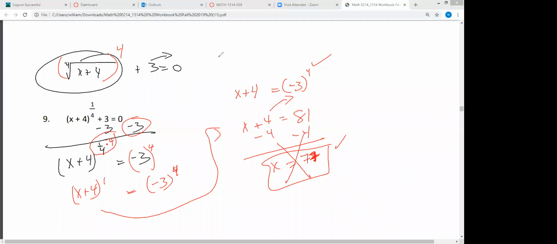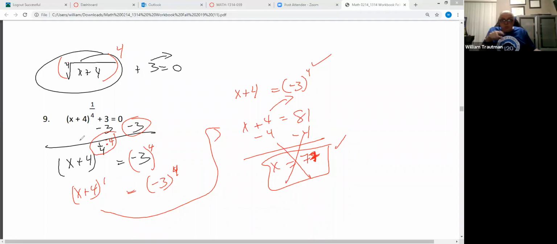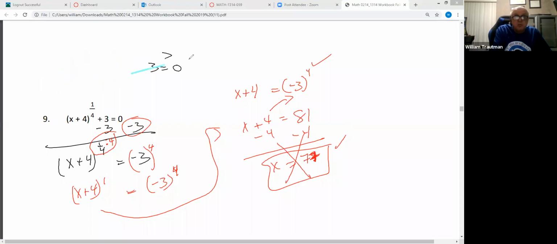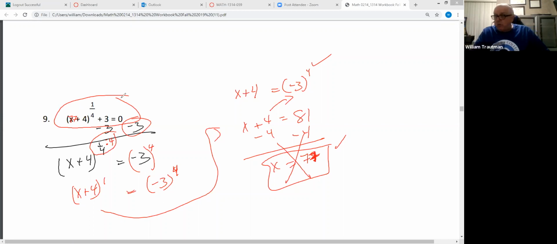I'm gonna erase this. I'm gonna leave it like this for a second, then I'm gonna erase it and show you where, and we're gonna plug it in the calculator, okay? Because it doesn't work. I'm gonna actually show you how to plug this one in the calculator. Do you see my answer is x equals 77. So I'm going to plug this into the calculator exactly like this: 77 plus 4 to the 1/4 power plus 3. And the answer should be 0 if it works.